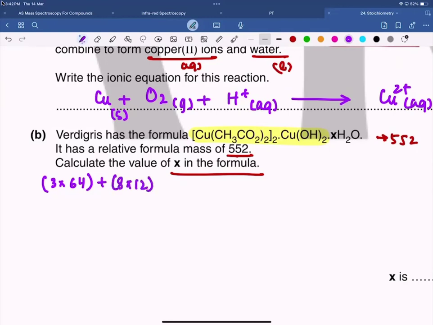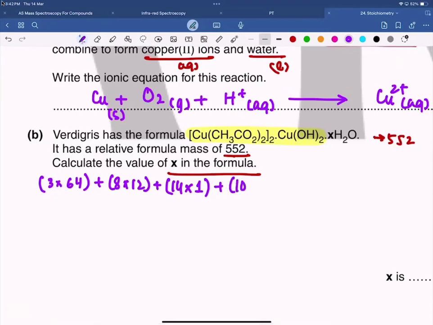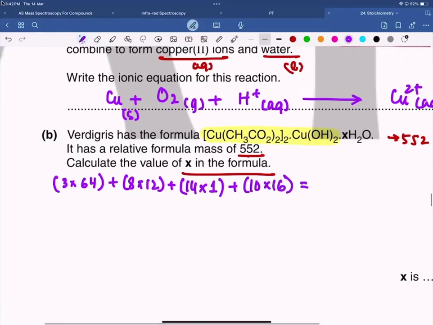1, 2, 4, 8, 8 times 12. How many hydrogen do we have? 12, 14 times 1. Then oxygen, 2, 4, 8, 9, 10. Can anyone tell me the answer? 482. So 482 is the mass of this highlighted area. So x moles of water has a mass of 552 minus 482. Are you getting 462? It's 462.